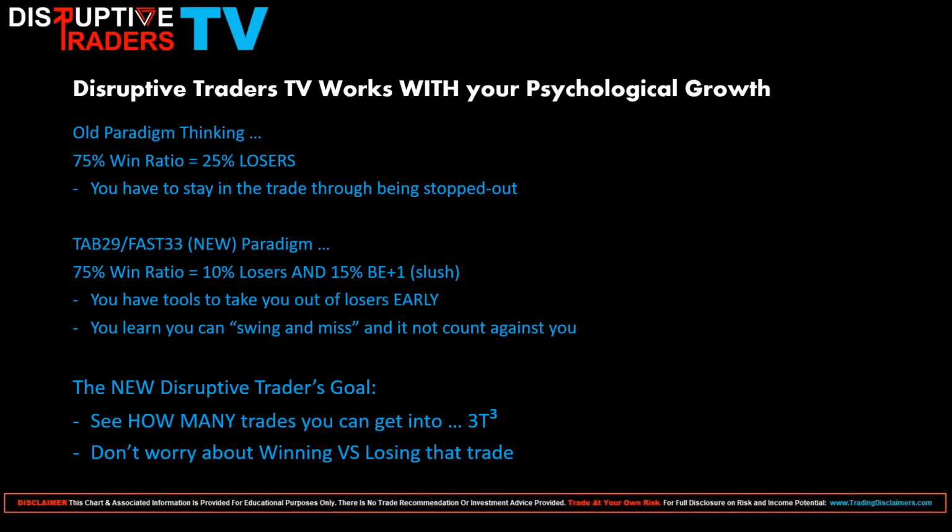The new Disruptive Trader's goal: see how many trades you can get in. I got 3T squared. That means take the trade, take the trade, take the trade. Don't worry about winning versus losing. That's not the point here.